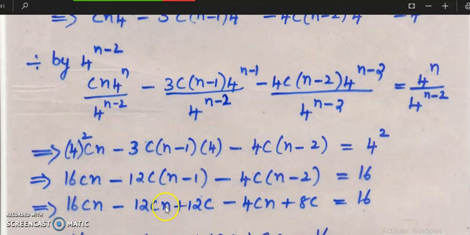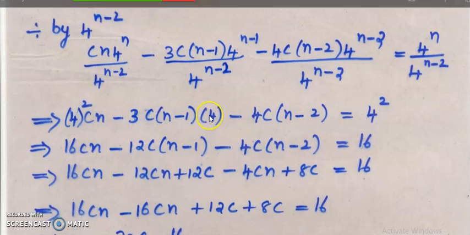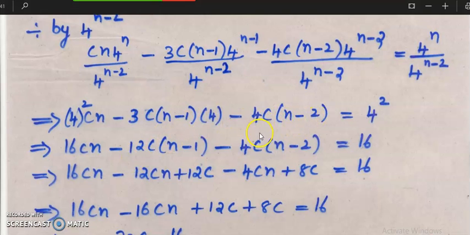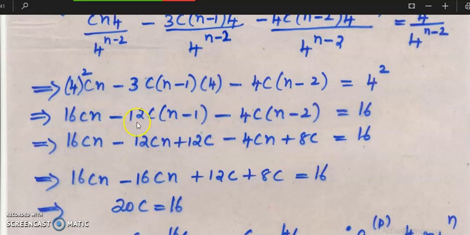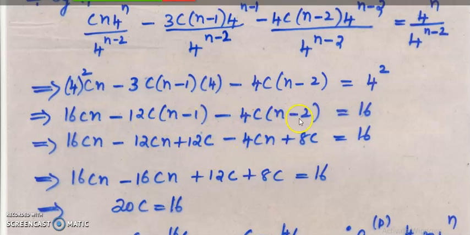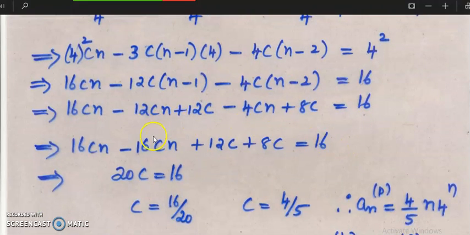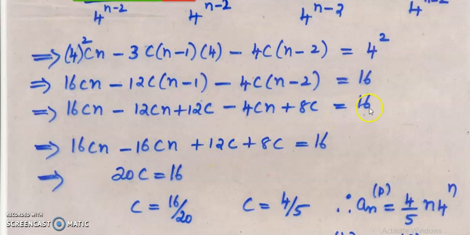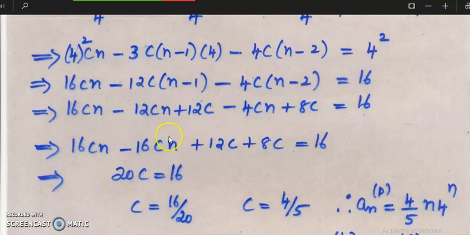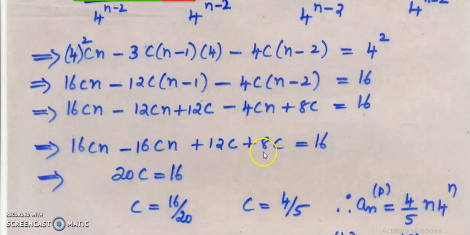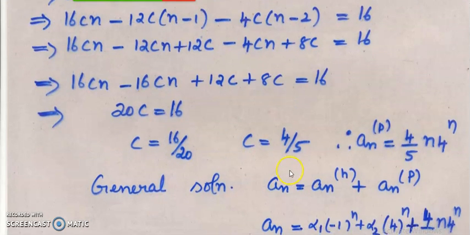Now expanding this, we get 16, 3 4s are 12, and then here no change, 4 square is 16. Expansion you can do on your own. First term no change, second term expand it: 12cn plus 12c, here also minus 4cn plus 8c is equal to 16. Then adding, you see, minus 12cn minus 4cn is minus 16cn, 12c plus 8c is 20c, then here it is 16. Now this 16cn and minus 16cn will be eliminated. You get 20c is equal to 16, c is 16 by 20, c is 4 by 5.